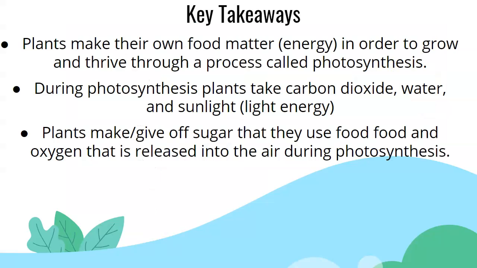Some key takeaways. Plants make their own food matter or energy in order to grow and thrive through a process called photosynthesis. During photosynthesis, plants take in carbon dioxide, water, and sunlight. Plants make or give off sugar that they use for food and oxygen that is released into the air during photosynthesis. Good job, my mini scientists.